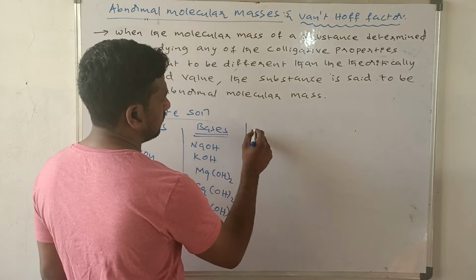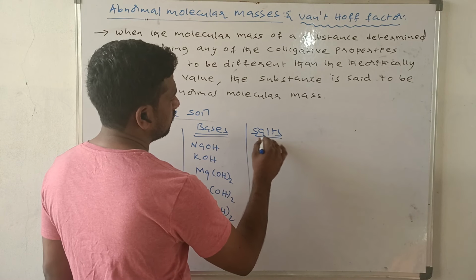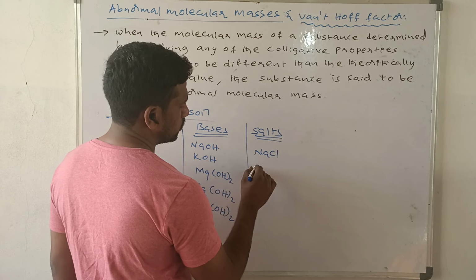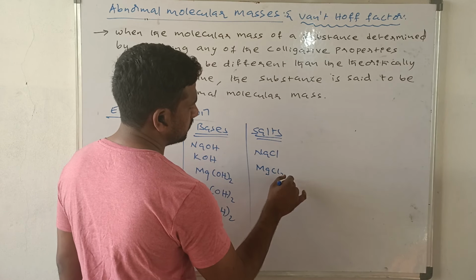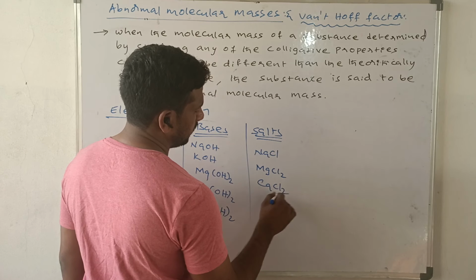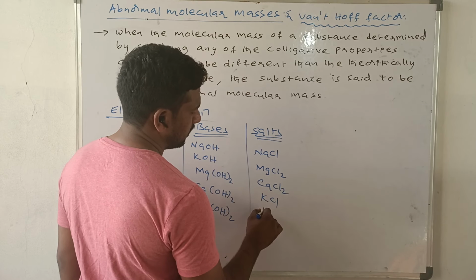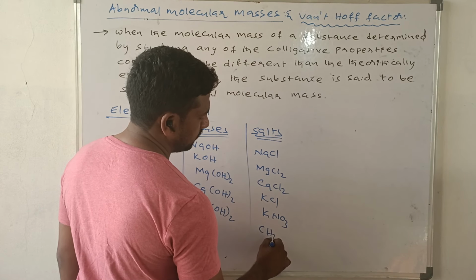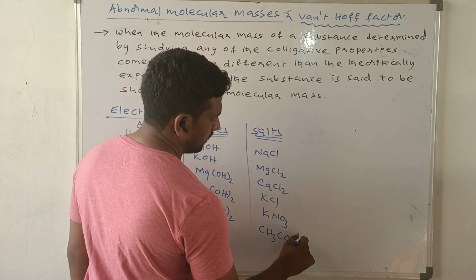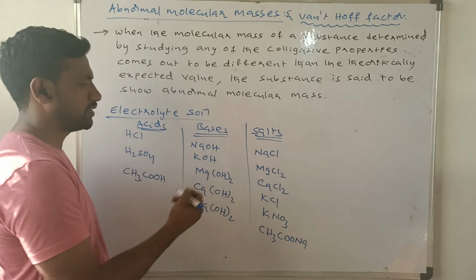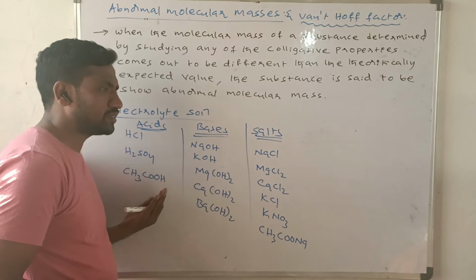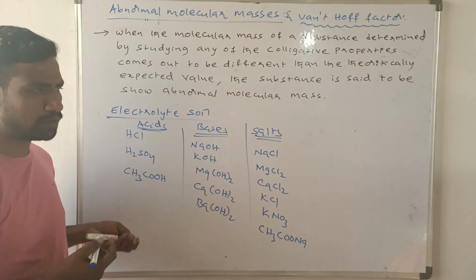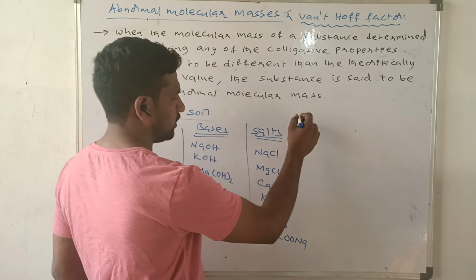Now if you consider the salts, what are the salts here? Sodium chloride NaCl, magnesium chloride MgCl2, calcium chloride, potassium chloride, KNO3, and sodium acetate CH3COONa. So these are salts, and moreover they are strong electrolytes. So in the case of strong electrolytes, there is a problem.